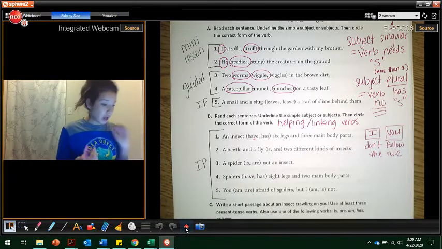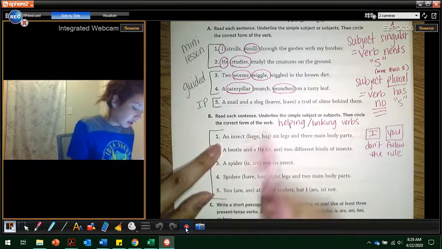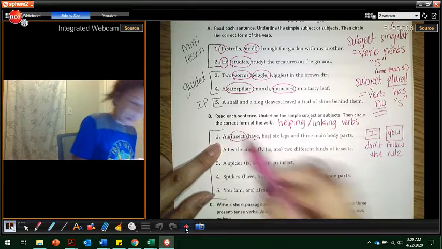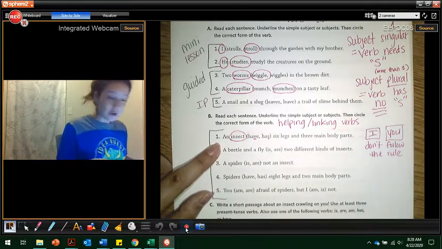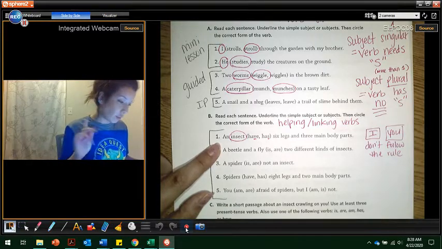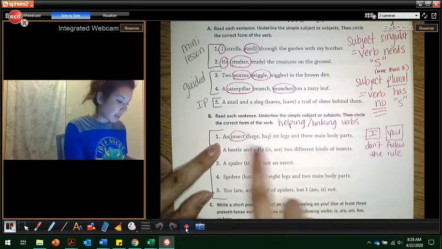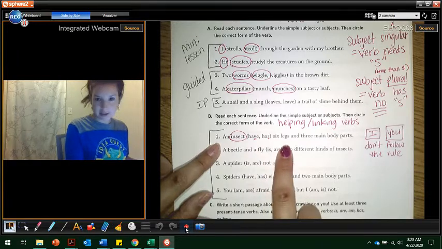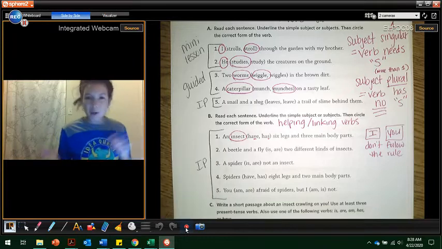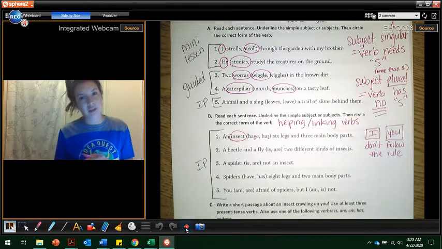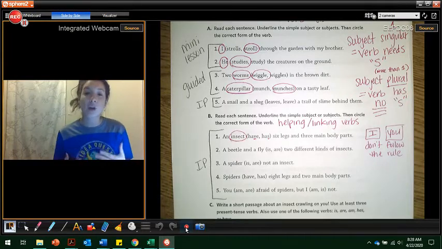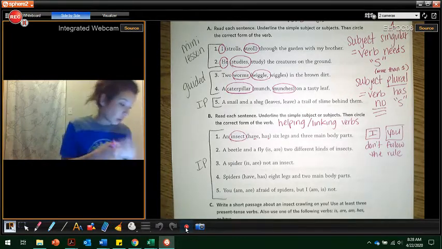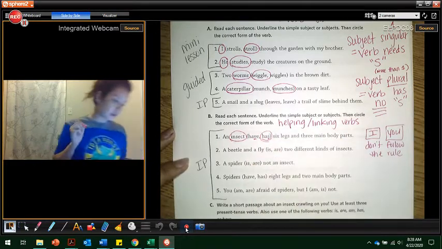Well, if my subject is singular, insect, it's only one, right? Then my verb should have an S. Watch how it works. An insect has 6 legs. Does that make sense? Yes. What about an insect have 6 legs? It doesn't sound as good. Why? Because it's not following the subject-verb agreement rule. So this would be my answer here.